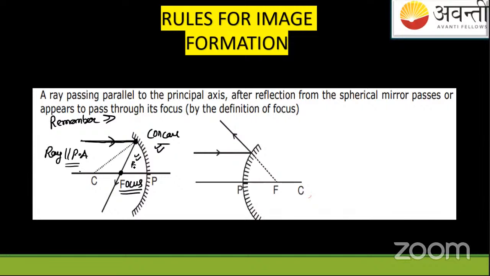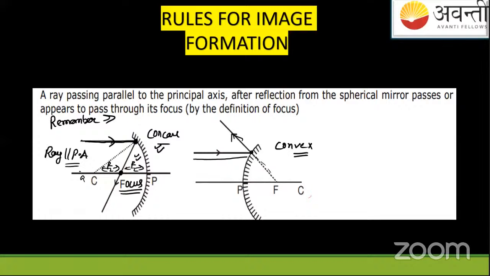Of course, the focus is at R by 2. We know this: it's the midpoint of the center of curvature and the pole. We have studied this. If a ray of light is parallel to the principal axis, after reflection from the concave mirror it passes through the focus. And for the convex mirror on the right-hand side, if a light ray is parallel to the principal axis, after reflection from this mirror it appears to pass through the focus.